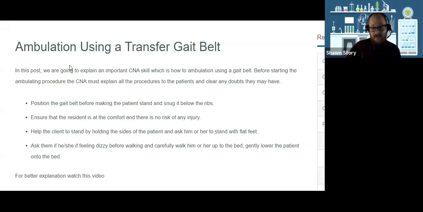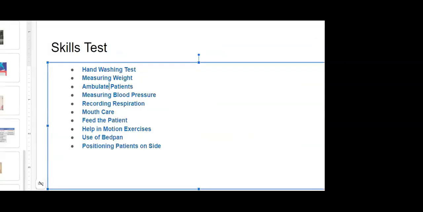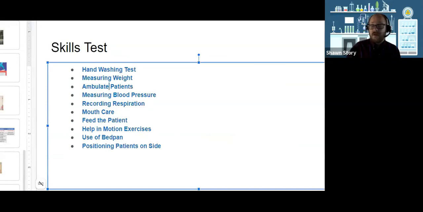All right, any questions about moving a patient with a gait belt? The ambulation. Any questions? Nothing for me. All right. Do we have a question? We're good? Otherwise, we're now moving to measuring blood pressure.